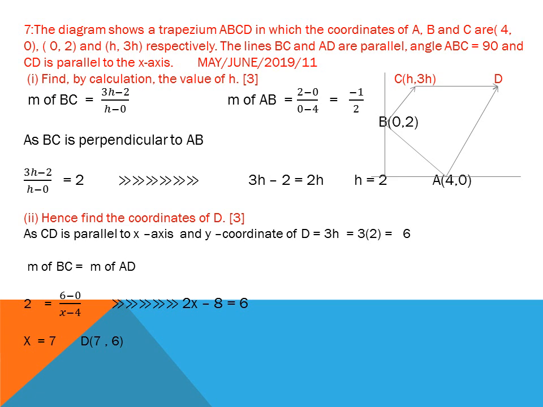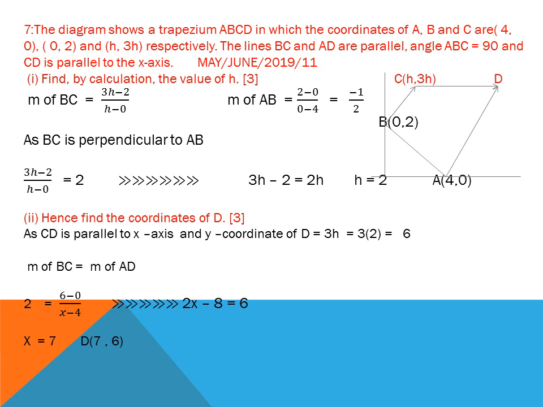As the gradient of AB is minus 1 by 2, then the gradient of BC, which is perpendicular, should be the negative reciprocal. It will become 2 here. So I find the value of h, h is equal to 2. Now find the coordinates of D. The y coordinate of D is 3h. I applied the value h equal to 2, and I get that the y coordinate of D is 6.